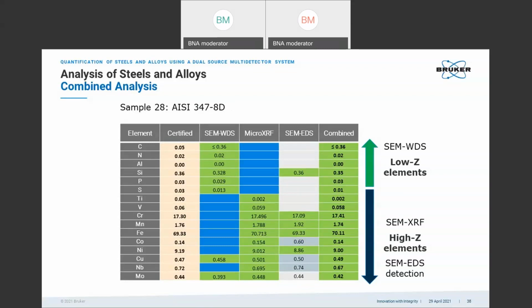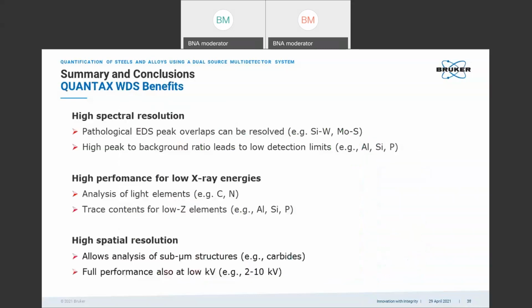Here's another steel, AISI 347, and we see the combined analysis gives good results which well match the certified values, maybe except for the carbon, which shows the high system blank here still. So here we are at the end of the talk already.